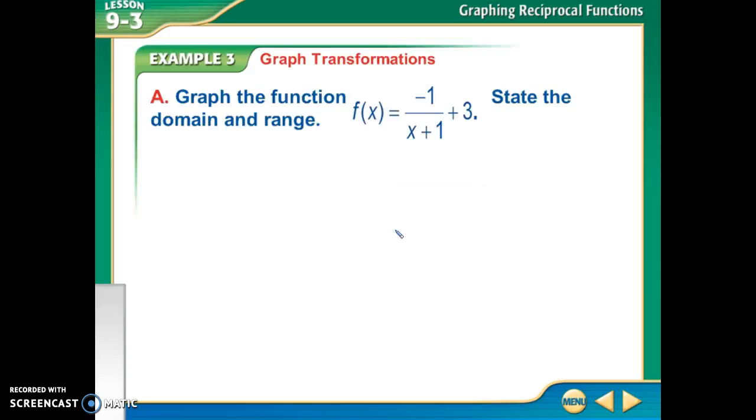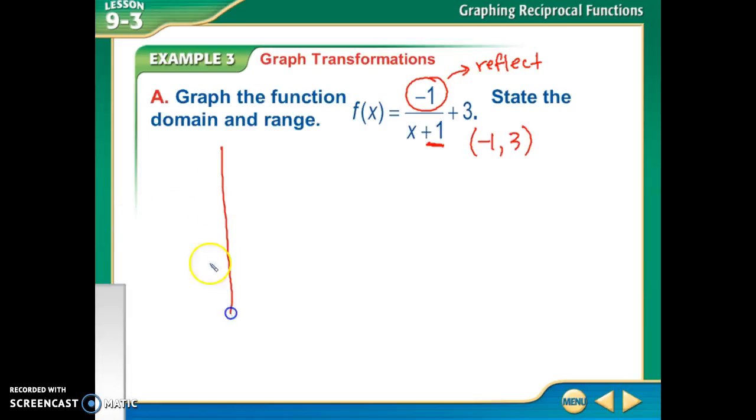For our example, I want to graph negative 1 over x plus 1, plus 3. This negative 1 is my A value, so the 1 doesn't change anything, and the negative is going to reflect it. So instead of being in quadrants 1 and 3, it's going to be in 2 and 4. My H value is going to be negative 1, and my K value is positive 3, so that's where my asymptotes intersect.